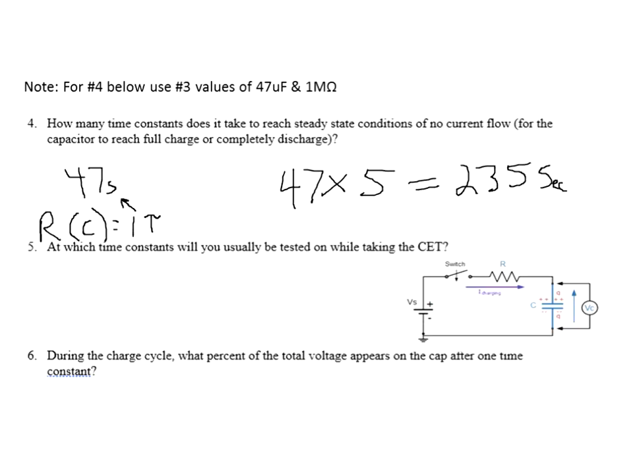So that would be 63% of the source. What does that mean? After 1 time constant that you figured out up here on the top, the voltage on this cap over here would be 63% of that. If that was 10 volts, it would be 6.3 volts. 100 volts, 63 volts. 50 volts, well, 63% of 50, whatever that would be.